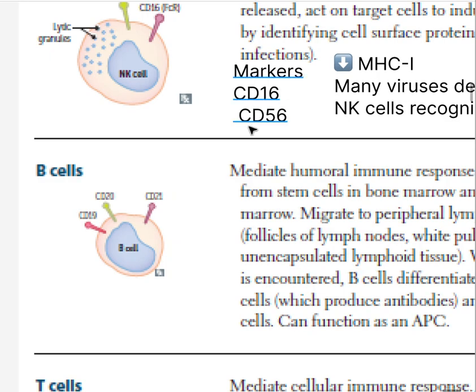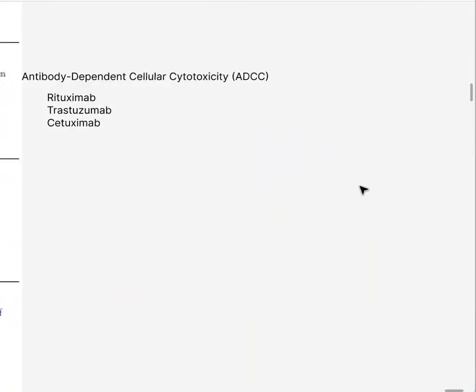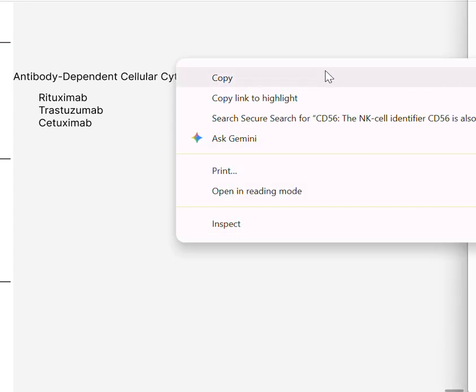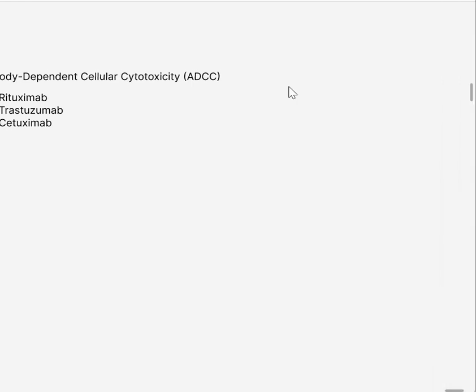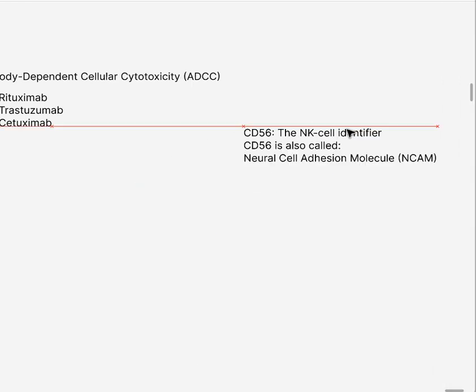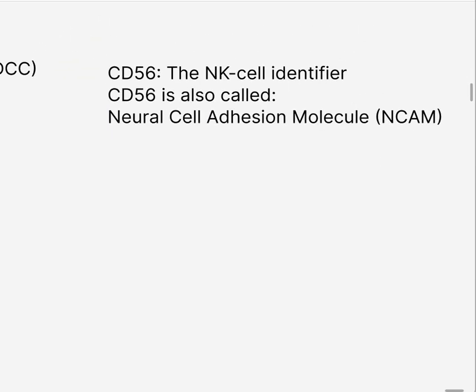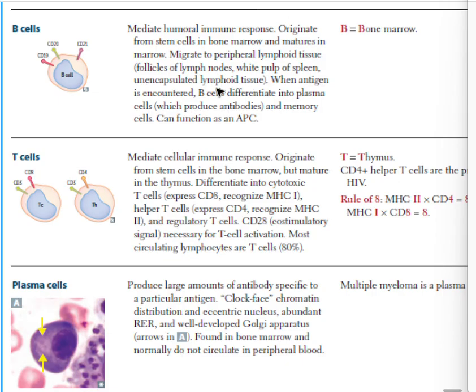And then CD56 is also important. How? This is the NK cell identifier, right? And we call it the neural cell adhesion molecule. Its exact role in NK cell biology is less important for exams than CD16, but this helps with cell-to-cell adhesion, cell-to-cell interactions, and migration within tissues. Okay, we now move on to the B cells.